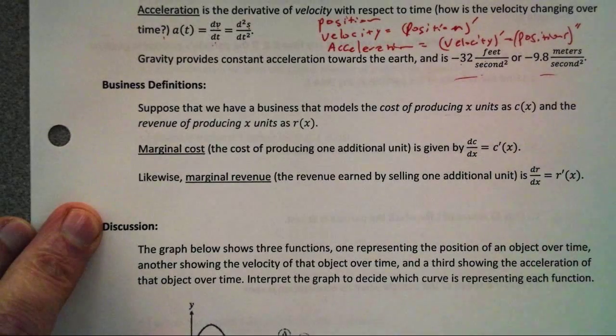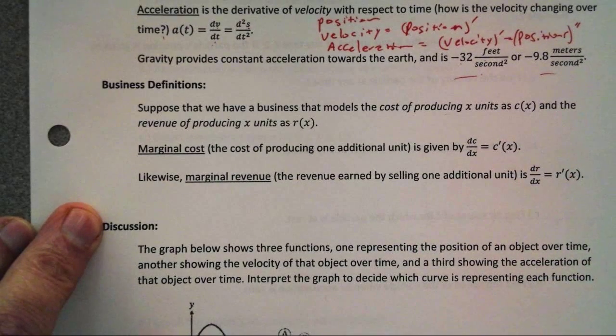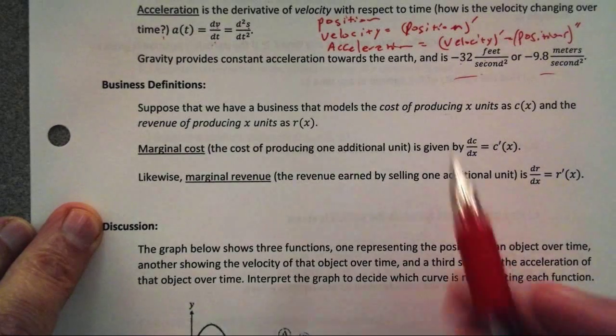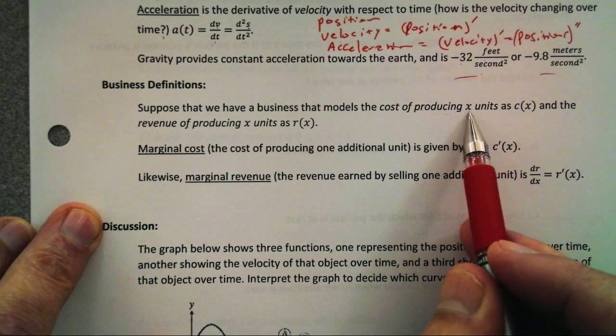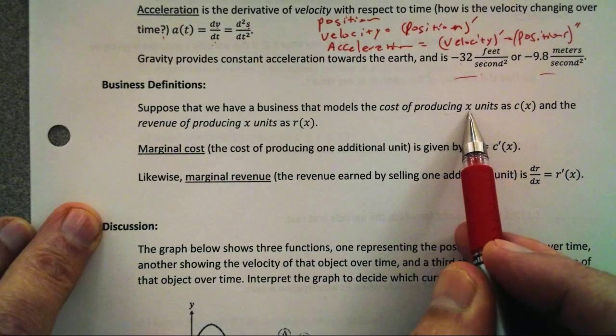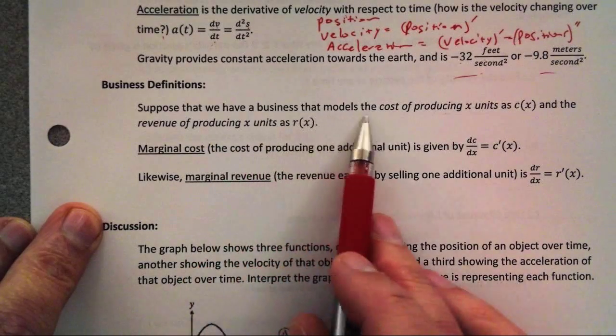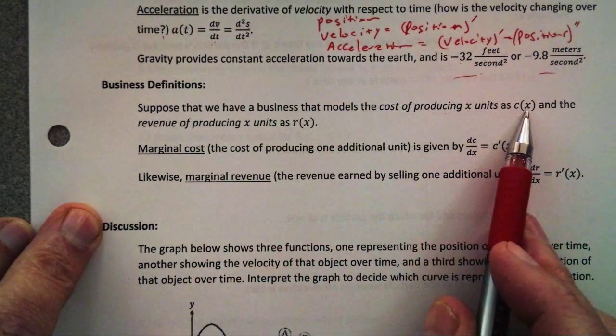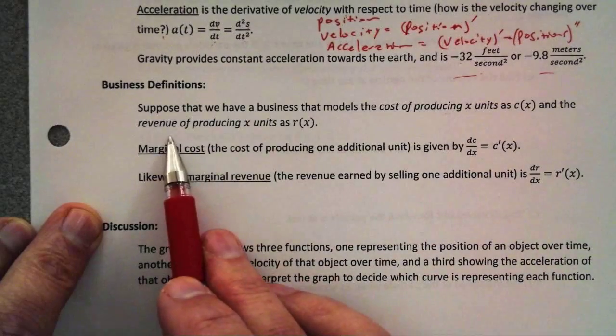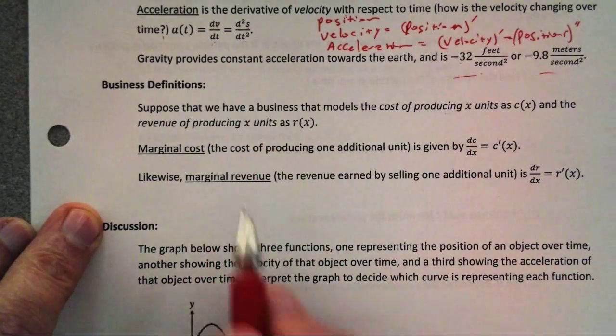In past story problems in algebra, it might have said, well, we make chairs and it costs $15 for each chair we make and $35 for each table we make, and that was just a constant cost. But costs could definitely vary along some function. So suppose that we have a business that models the cost of producing X as C of X and the revenue as R of X.